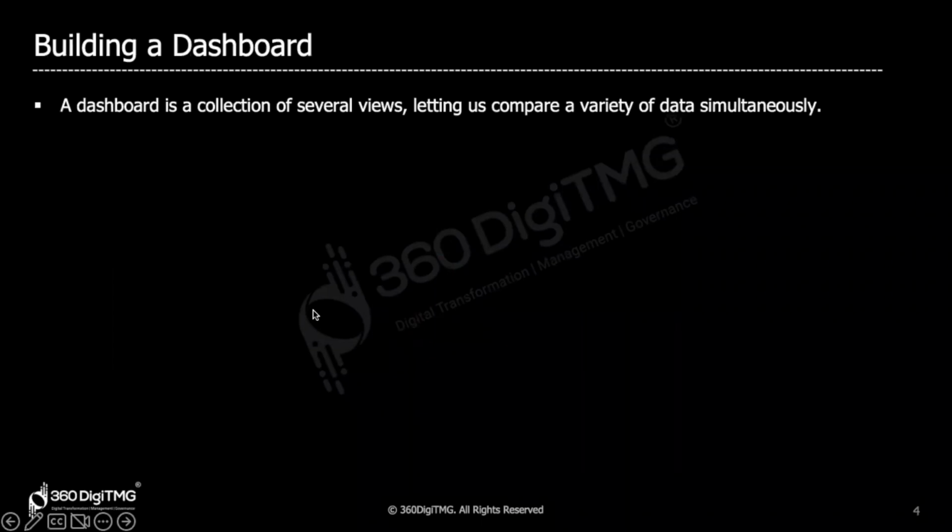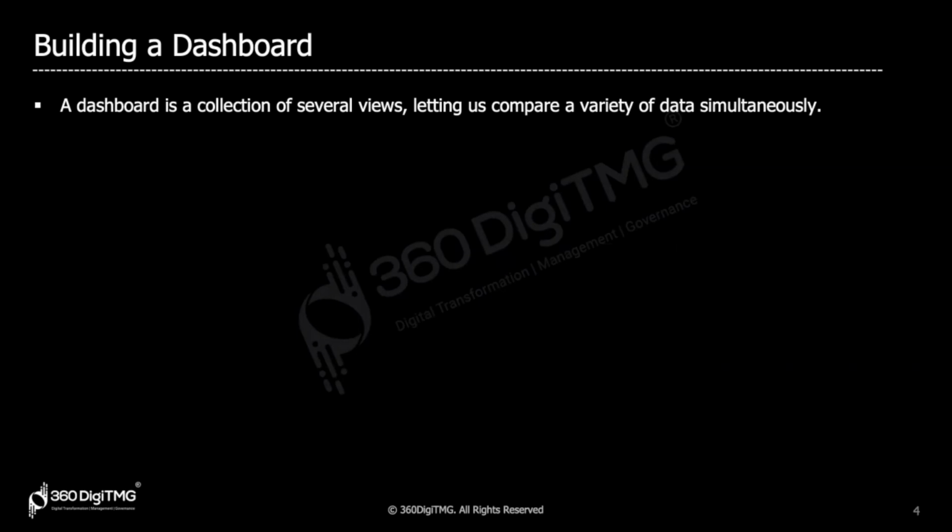So let's talk about building a dashboard. Dashboard is basically a collection of different graphs that we create. We've seen that in Tableau, we can create only one chart per sheet. Let's say you've created a pie chart in one sheet. You can't put a line chart or a text table right next to it. You will have to do it in a new sheet.